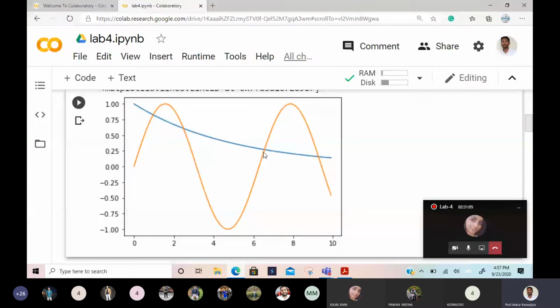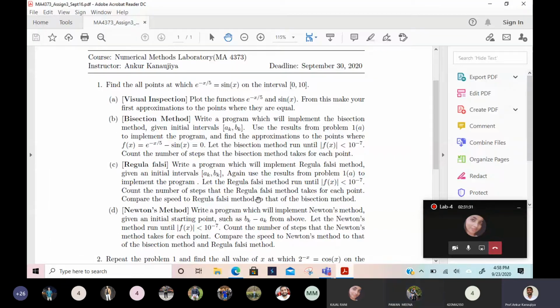So is that clear? By the graph you have to guess where the root is, that means where both are equal, in between 0 to 10. It is starting from 0, it will go up to 10. Now the same problem we will solve by the bisection method. So can we apply the bisection method here? That is the first question. Yes, sir. So bisection method will do what? Bisection is a method for what?